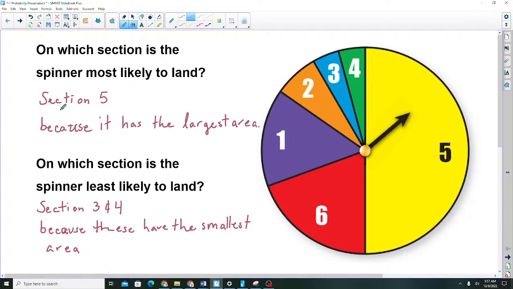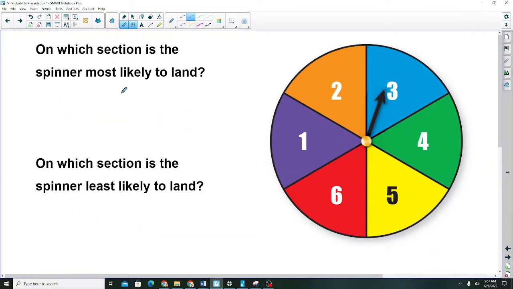So, which section is the spinner most likely to land? In this case, any. They all seem to have the same amount of area. So in which section is the spinner least likely to land? Same thing, any, because they all have the same amount of area.